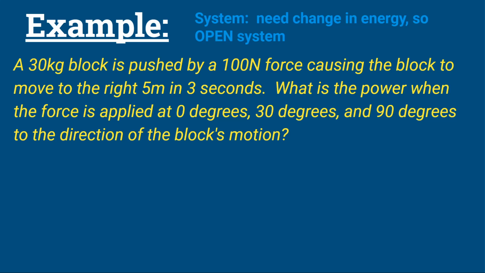All right, so let's do a calculation. This one says a 30 kilogram block is pushed by a 100 Newton force, causing the block to move to the right 5 meters in 3 seconds. What is the power when the force is applied at 0 degrees, at 30 degrees, and at 90 degrees to the direction of the block's motion? So this is like 3 calculations in one, because I'm asking you to solve for it with 3 different angles.